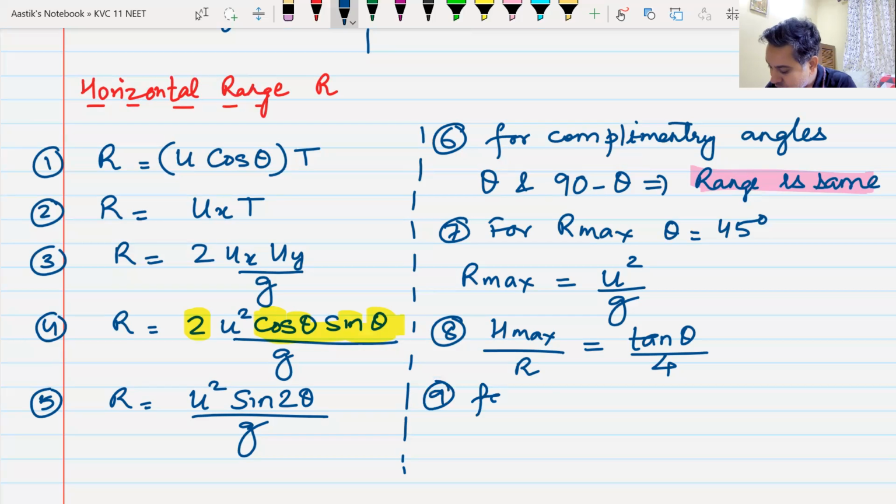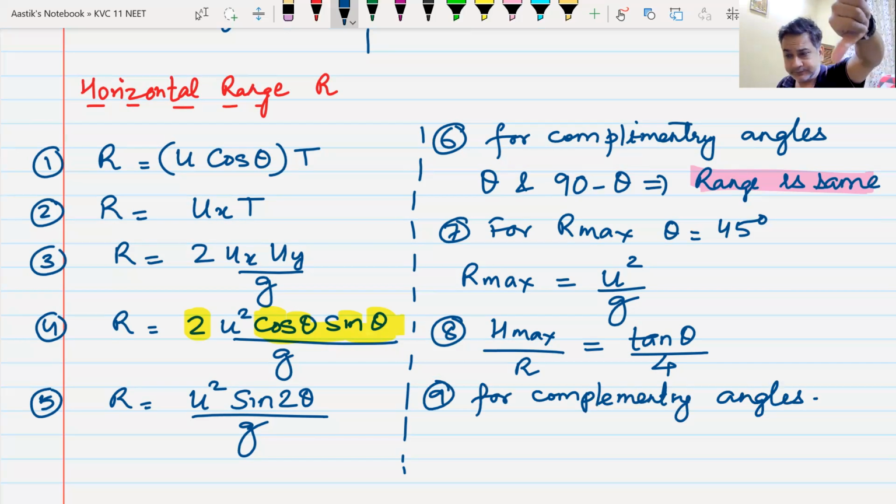Number 9. For complementary angles, do you understand the meaning of complementary angles? Yes or no? I'm going to give you a shortcut for complementary angles for the time of flight. Remember this because this will help you in solving some problems very, very quickly.